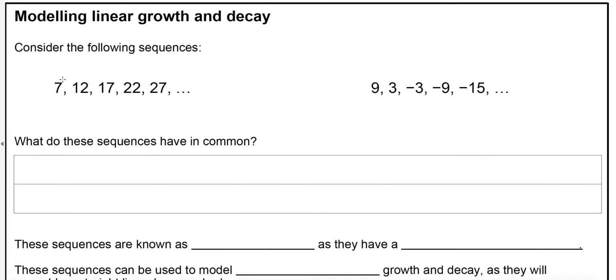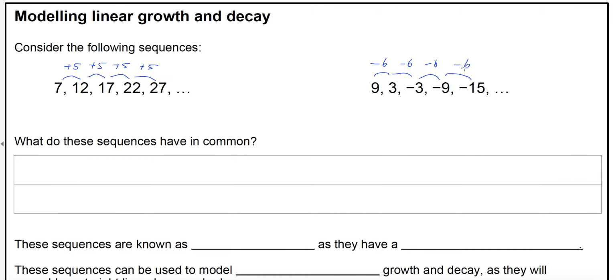And there's a question, what do these sequences have in common? Well, if we have a look at this one, as we go from term to term, the recursive rule that we could follow would be to add 5 each time. You can see that that's consistently happening. Whereas with this one, obviously they're going down, and each time they're going down by 6 units.